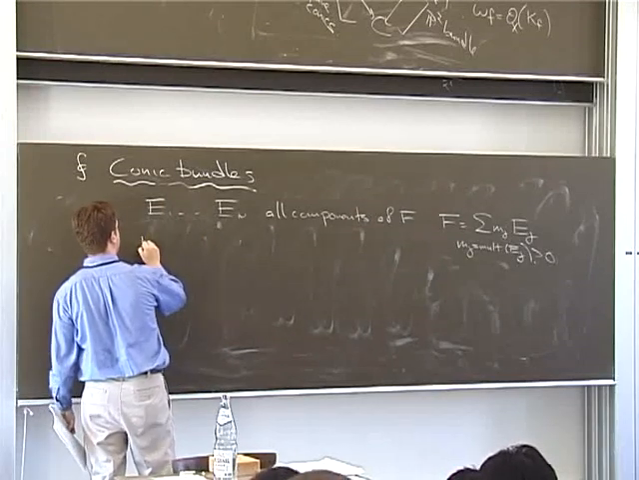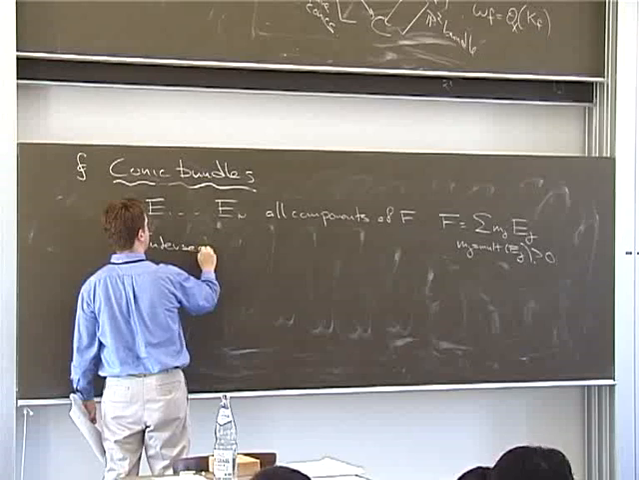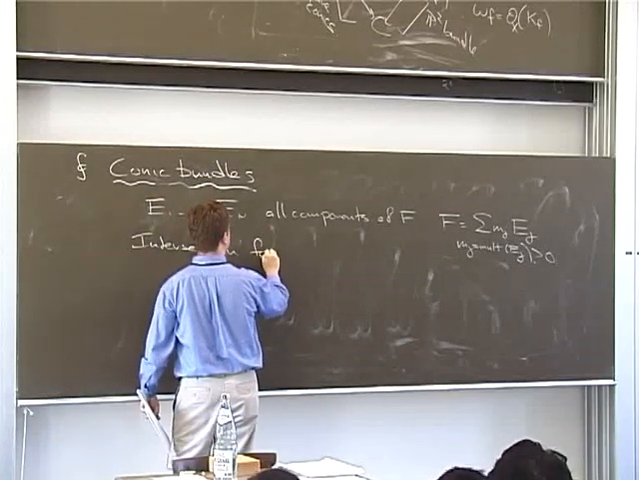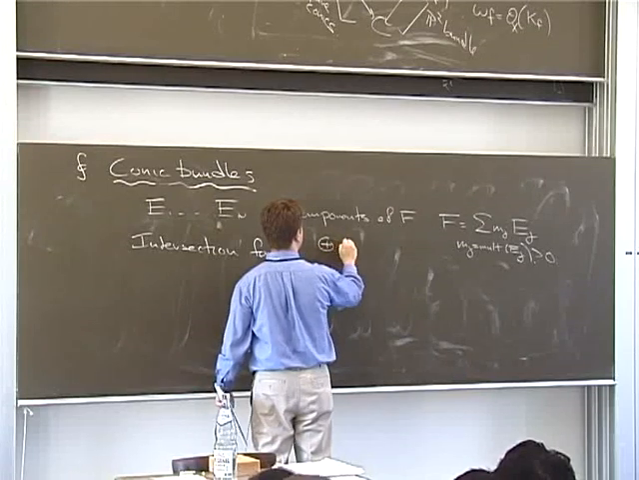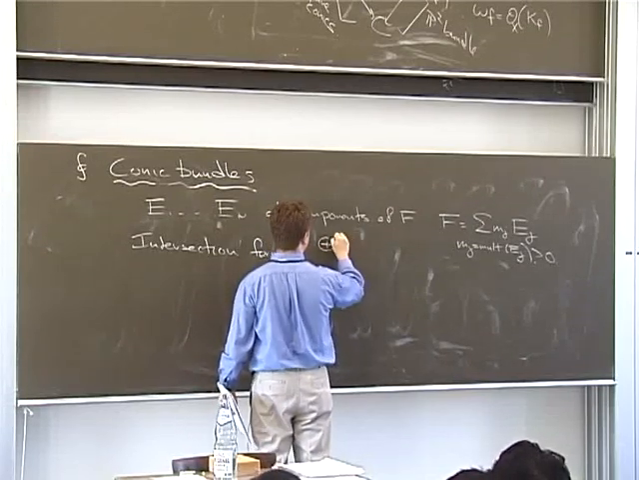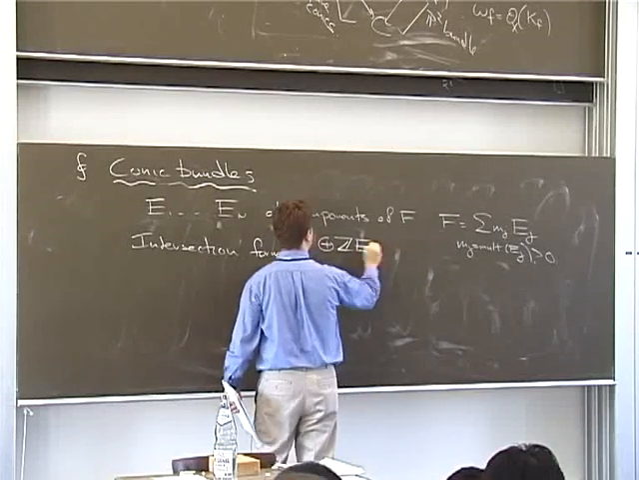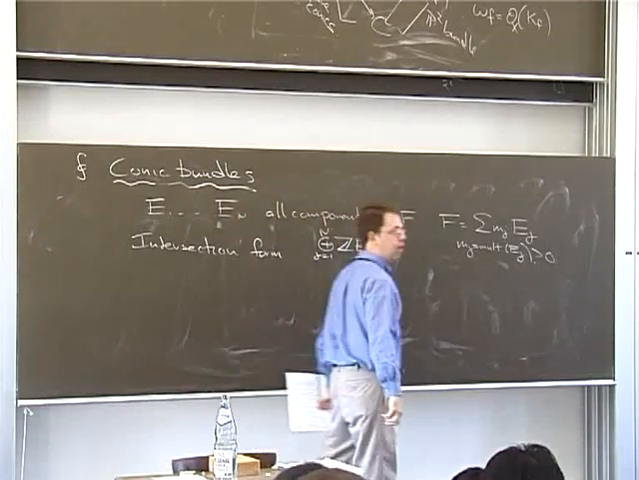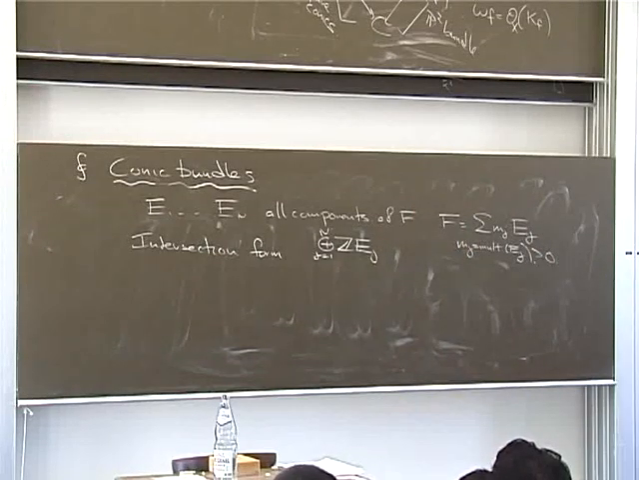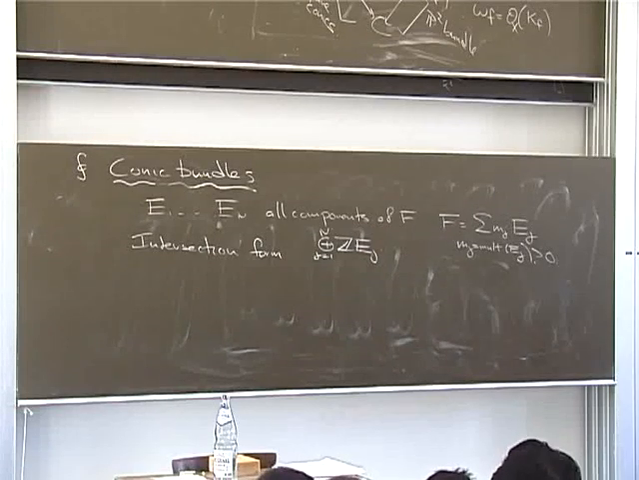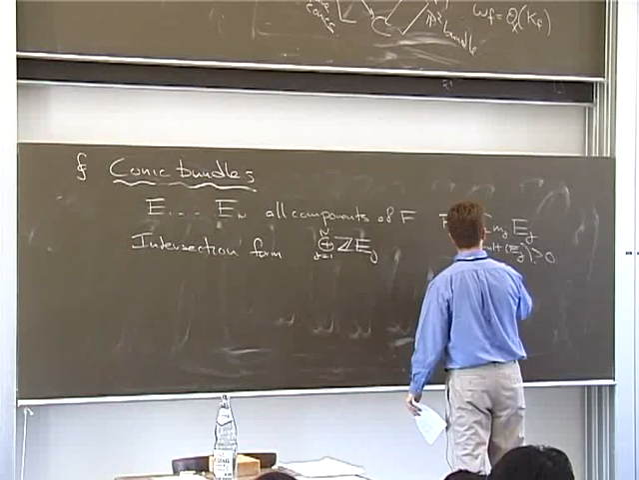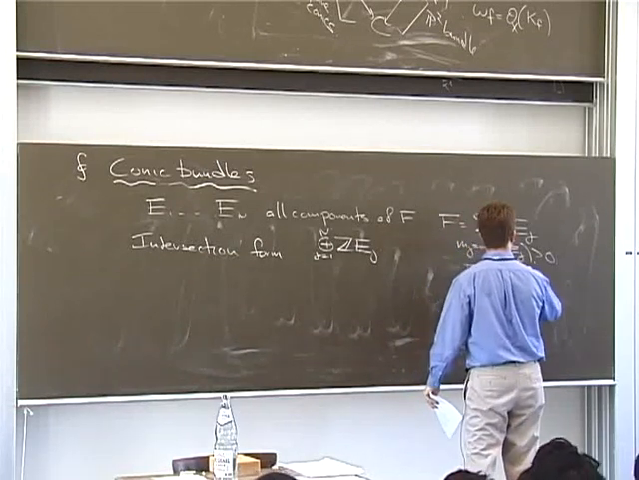Now, the intersection form. Well, I can think of it as living on the direct sum of all the components. You give me two components, I can intersect them. But the one thing that you have to remember is that the fiber moves away. The fiber isn't stuck there. I can move the fiber to the right a little bit, I mean the scheme-theoretic fiber. Since it's a fibration, the fiber moves. So we know that F intersected with each of these is equal to 0.